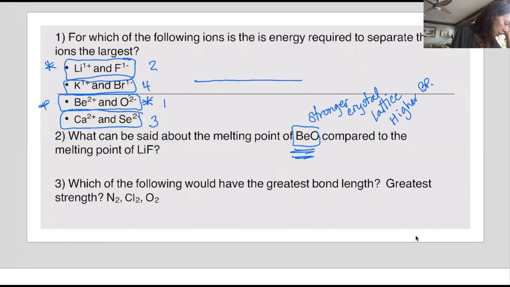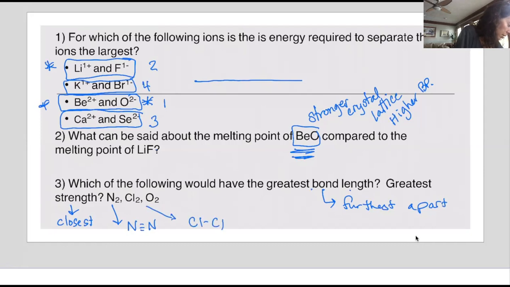Which of the following would have the greatest bond length? That means furthest apart. And greatest bond strength means closest. Well, remember, nitrogen has triple bonds. Chlorine is a halogen. They all have single bonds. Oxygen tends to form double bonds, and it does here. I need to put my electrons out here. We'll learn how to do that later. If you don't remember, we will definitely review it.